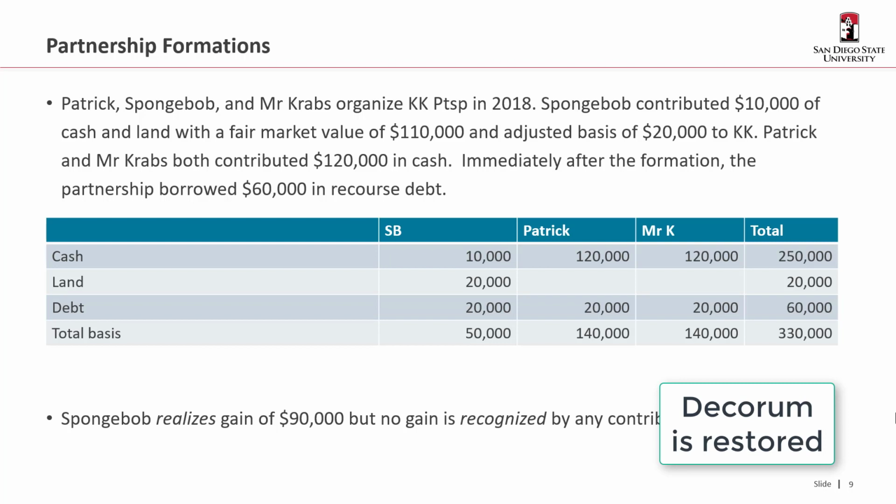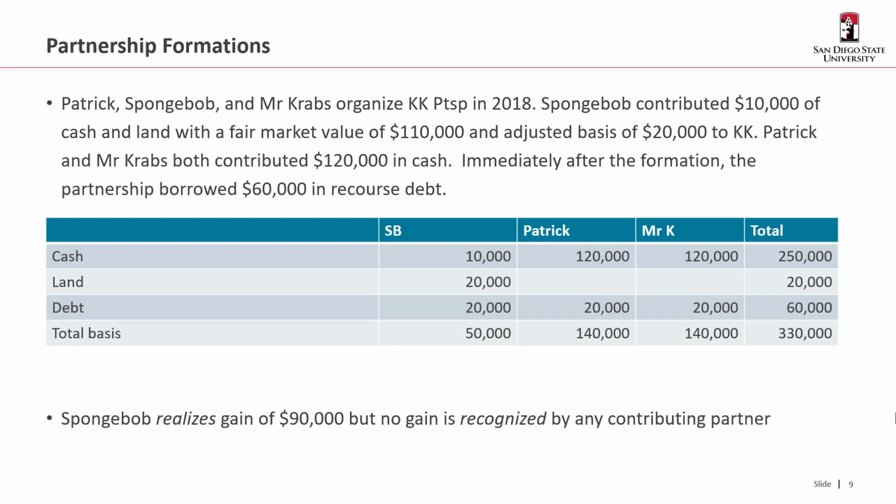Patrick, SpongeBob, and Mr. Krabs organized Krusty Krab partnership in 2018. SpongeBob contributed $10,000 of cash and land with a fair market value of $110, adjusted basis of $20. Patrick and Krabs both contribute $120,000, and now immediately after the formation, the partnership borrows $60,000 in recourse debt. So you can see that the basis would be calculated the same for all three partners, except in this case, the debt creates additional basis to them.